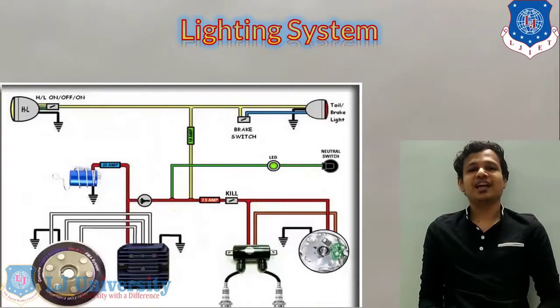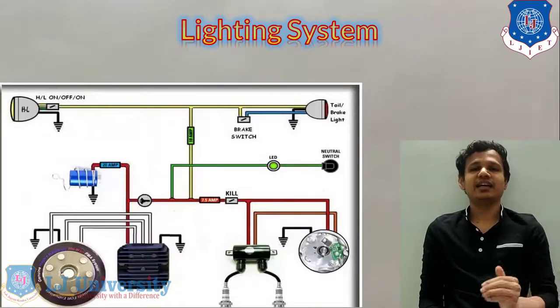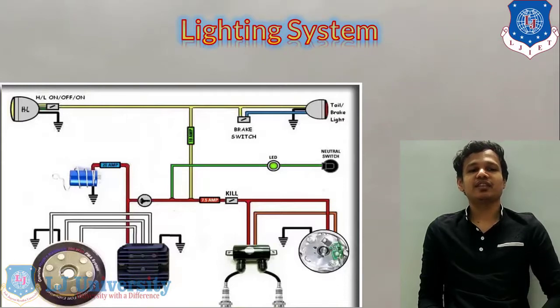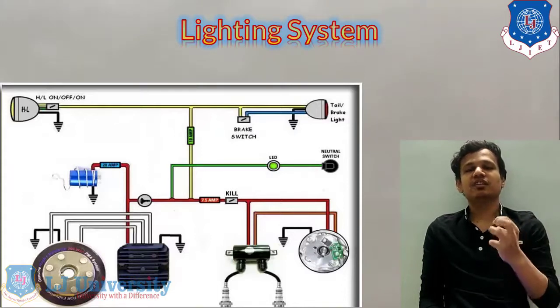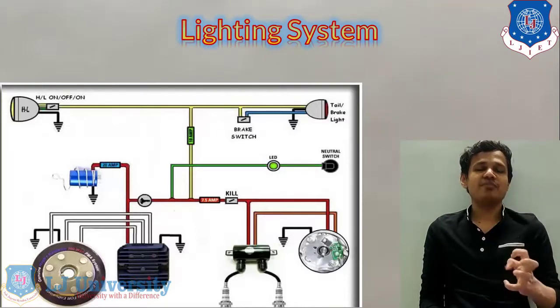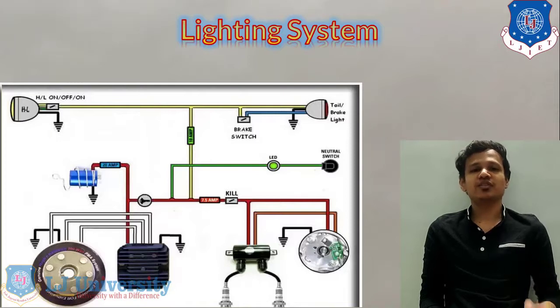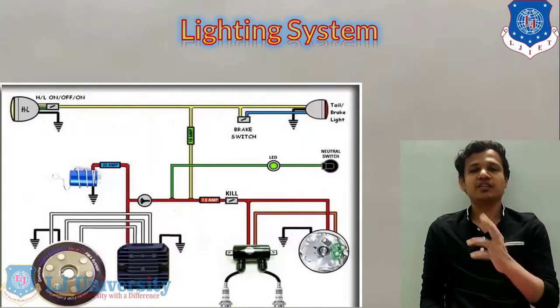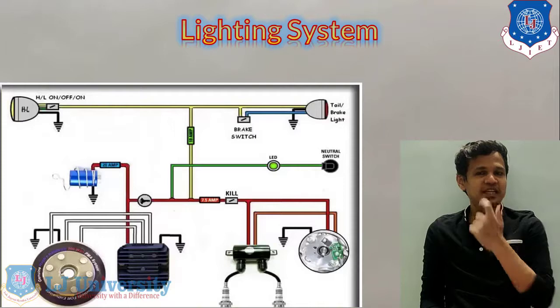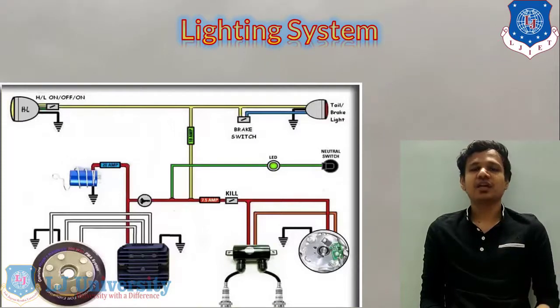In the case of the lighting system, headlight and tail light both are connected with our battery system. In the case of the headlight, we are providing the reflector which gives us the higher intensity or higher beam light. Also, in the case of the headlight, there are two light bulbs given, one for the high beam and second for the lower beam.